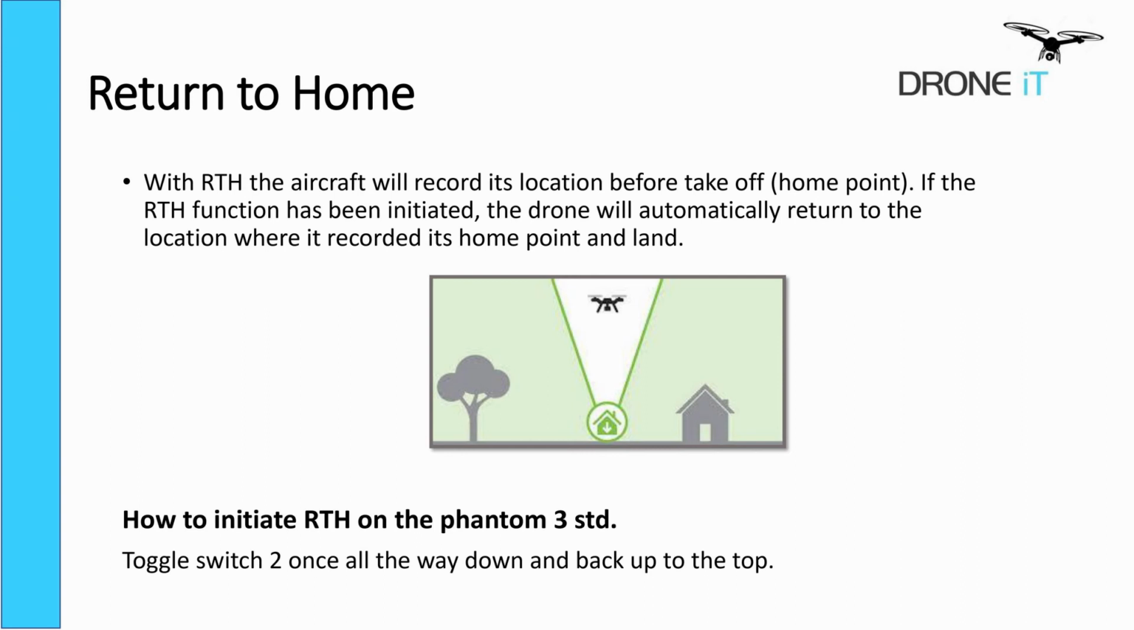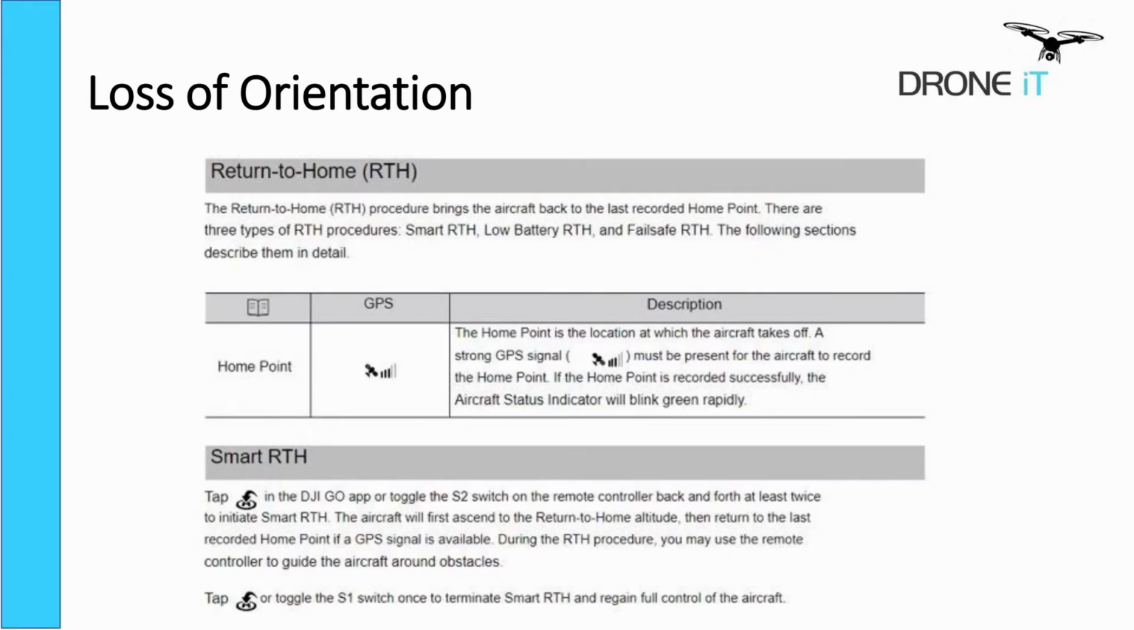Now, what is return to home? Return to home is a fail-safe that we use to bring the drone back to a home point that's been set beforehand. A location of coordinates that the drone will save, and then if something were to happen, the drone will come back to those coordinates. We can also use this if we have a loss of visual line of sight or if we have a loss of orientation. Now, the most important aspect of all operating procedures, all operations that we do, is safety.